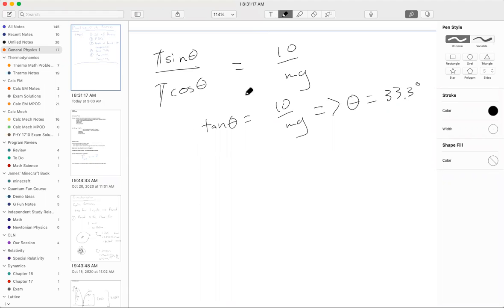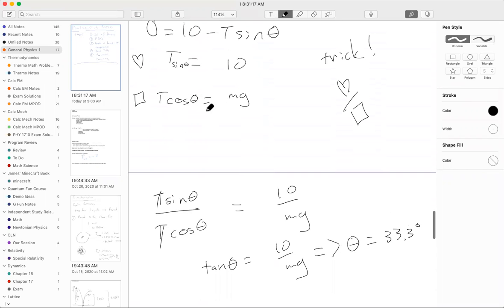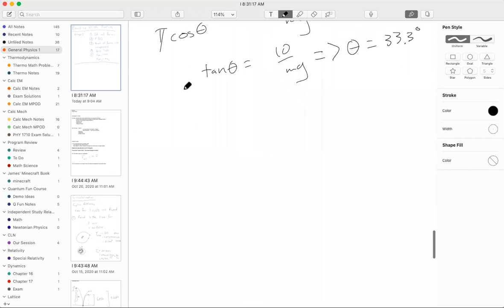All right, now what do we do from here? Well, once we get to here, we go back and then substitute into one of these equations. And I'll use the one with 10 because it's a nice round number. And I know that T sine 33.3 equals 10 newtons. Therefore, T is going to be 10 divided by sine of 33.3. And typing all that in, I get 18.2 newtons. All right, so those are two problems that people sometimes struggle with.